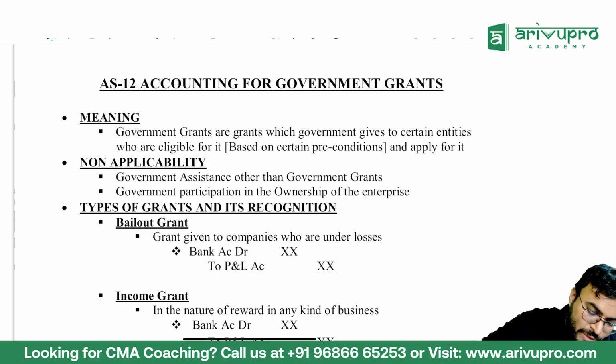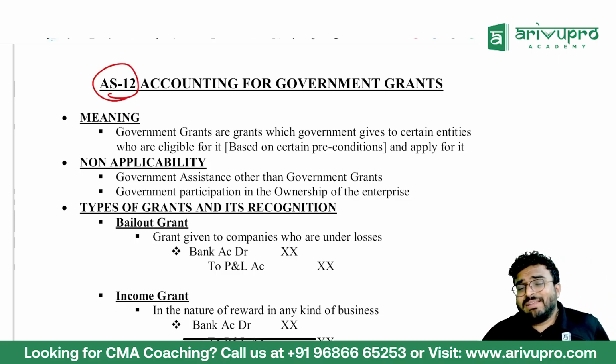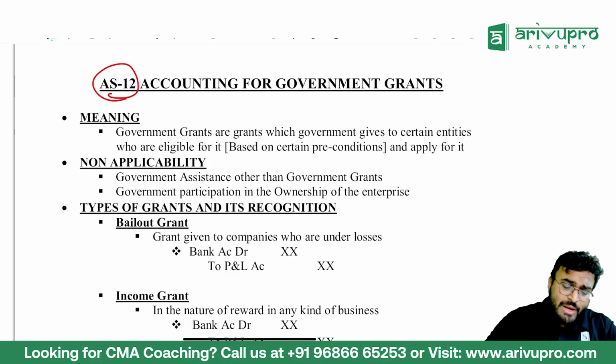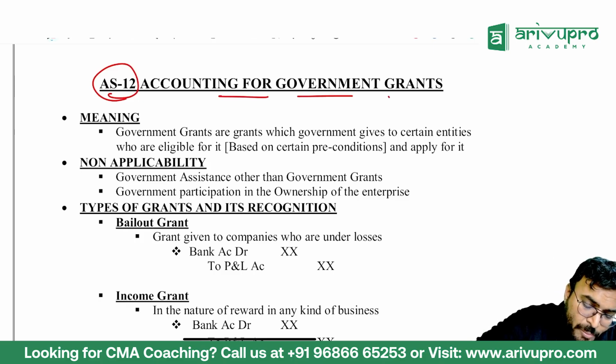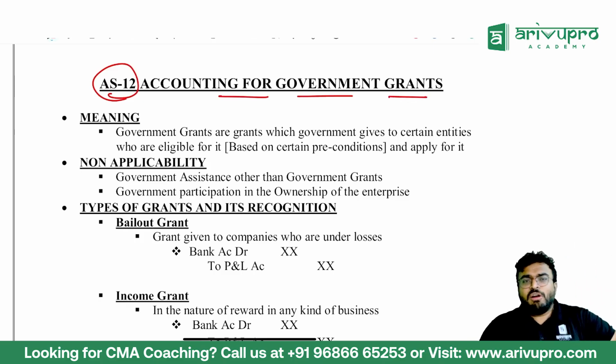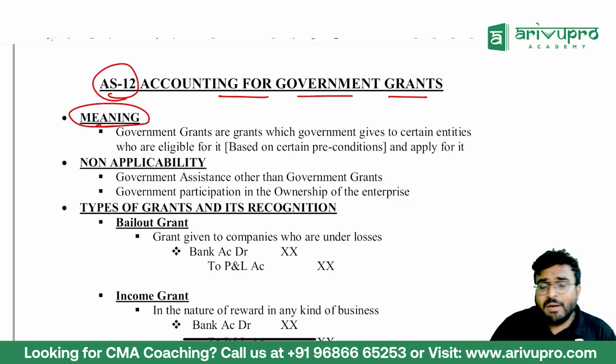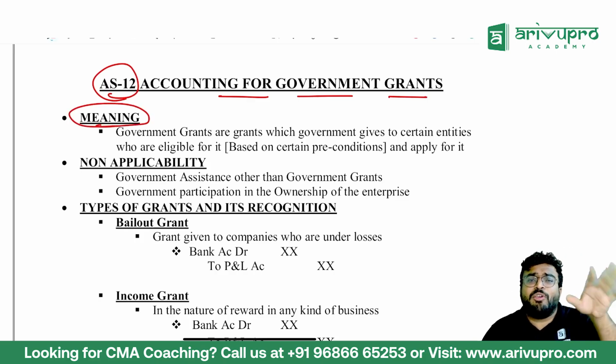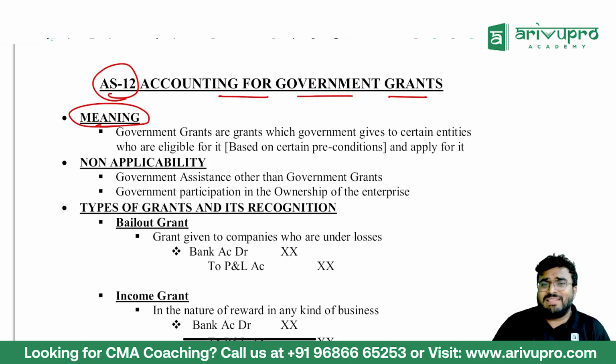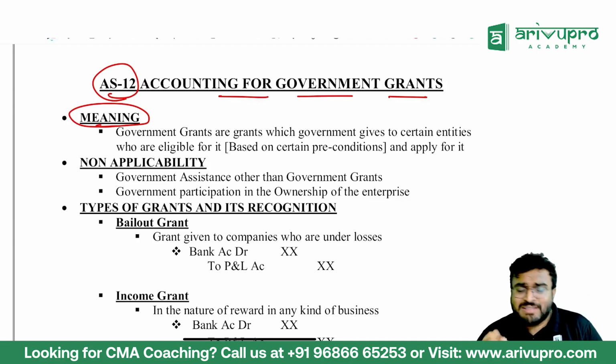Okay. Let's move into AS12. The next accounting standard that is there for you guys is AS12, accounting for government grants. What does government grant mean? Government is giving you money. Usually in general language we call this a subsidy.